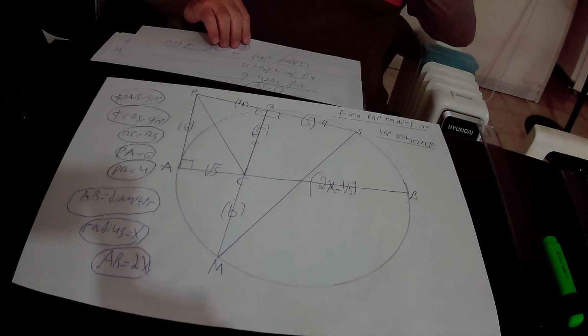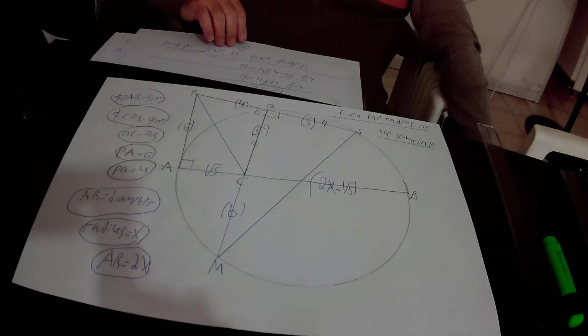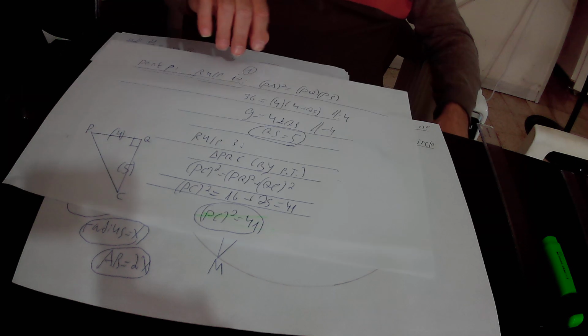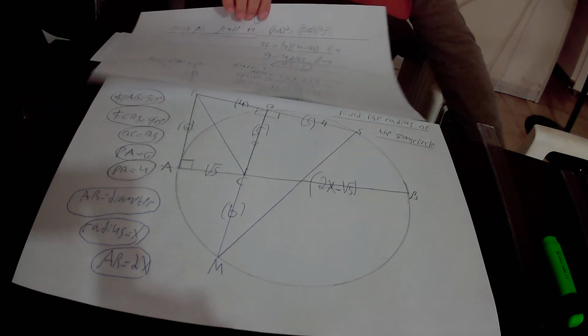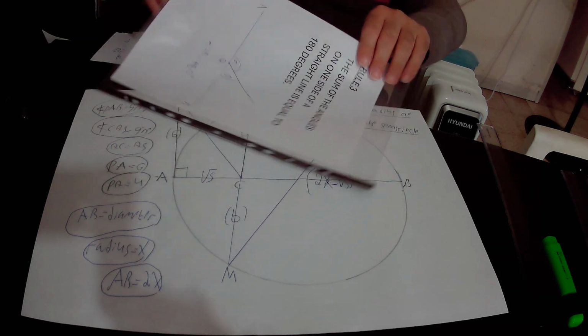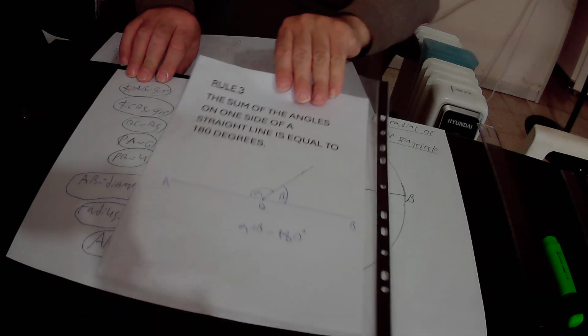Then I presented to you rule number 3, and we implemented rule number 3 in our drawing. Okay, again, QS equals 5 units.